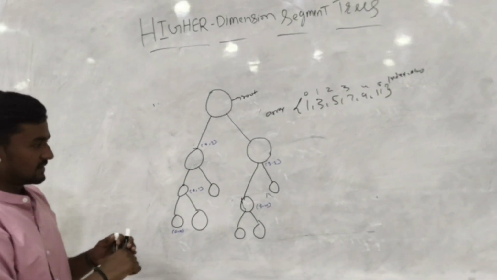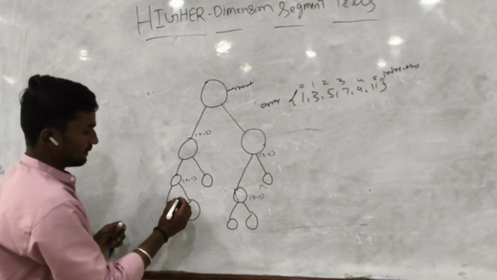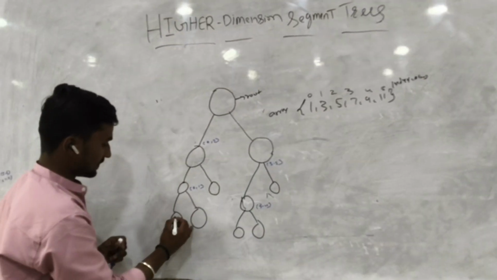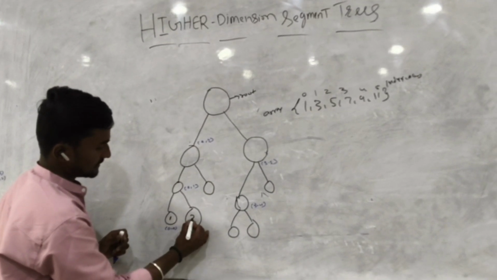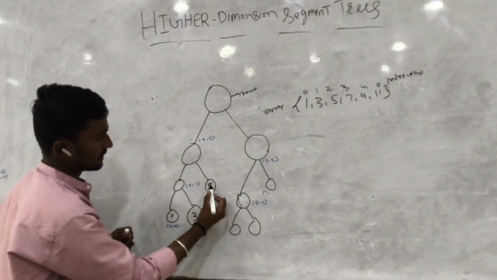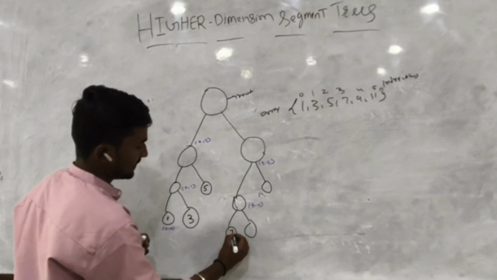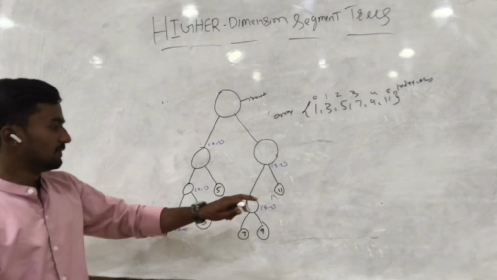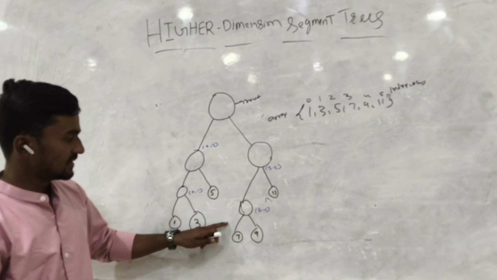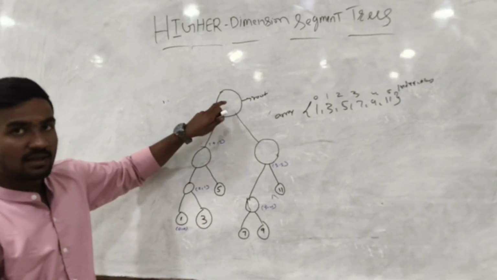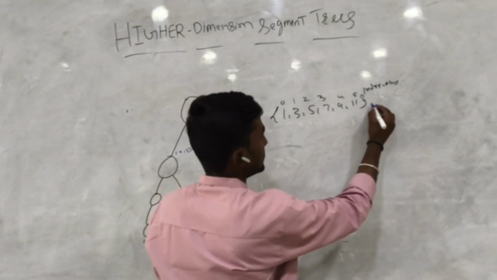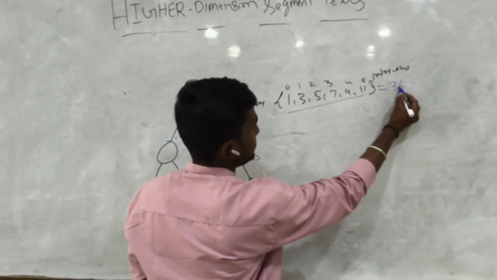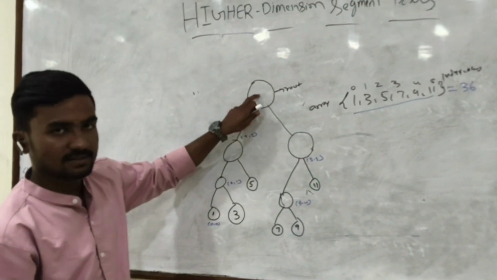How can we solve this? First we will put in the leaf nodes, which are the array values already defined. Here it is 1, here 3, here 5, here 7, here 9, and here 11. These are the leaf nodes which already exist. With their help we will find the root, which should equal the total sum, 36. So our root value needs to be 36.